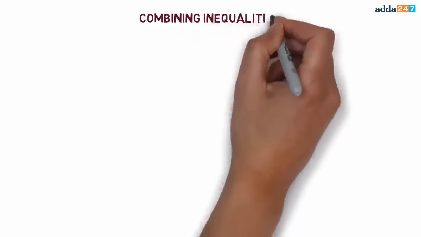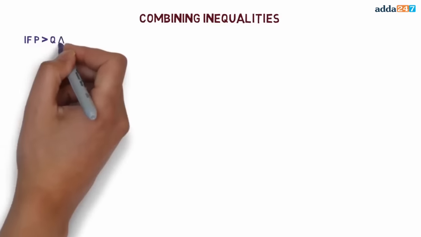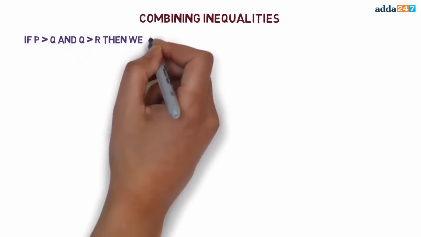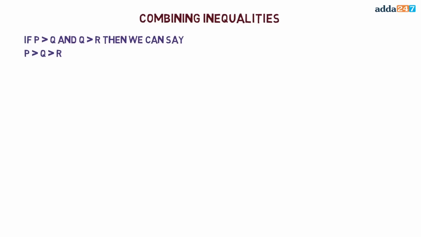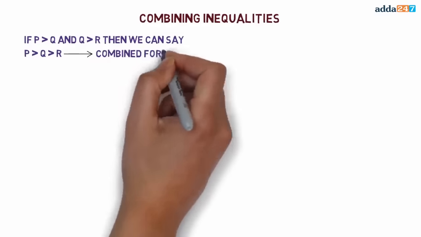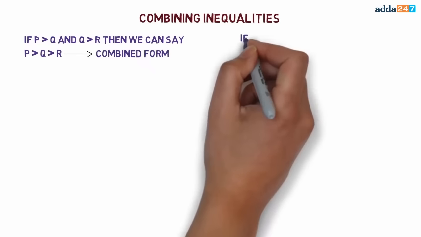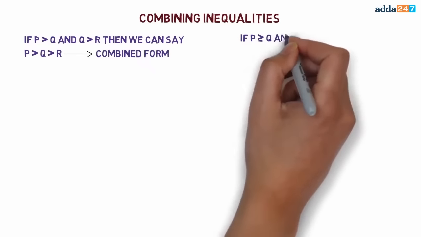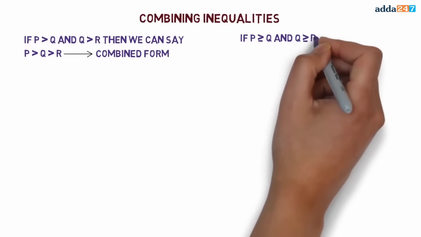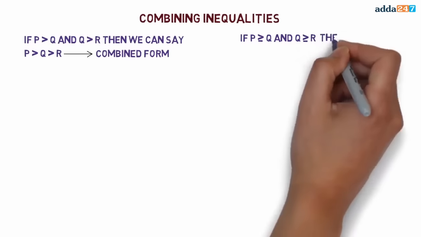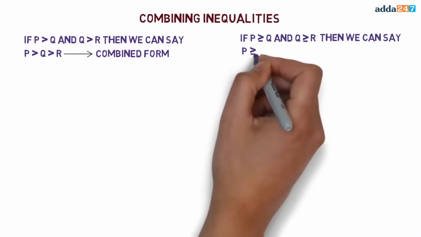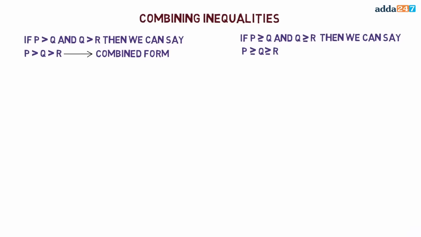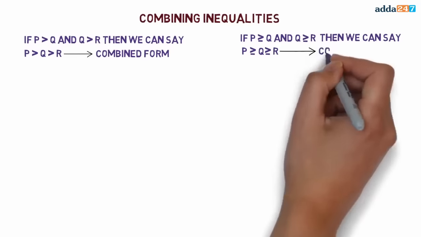Combining inequalities. If P is greater than Q and Q is greater than R, then we can say P is greater than Q is greater than R. This is the combined form. Similarly, if P is greater than or equal to Q and Q is greater than or equal to R, then we can combine the two to obtain P is greater than or equal to Q is greater than or equal to R. This is the combined form.